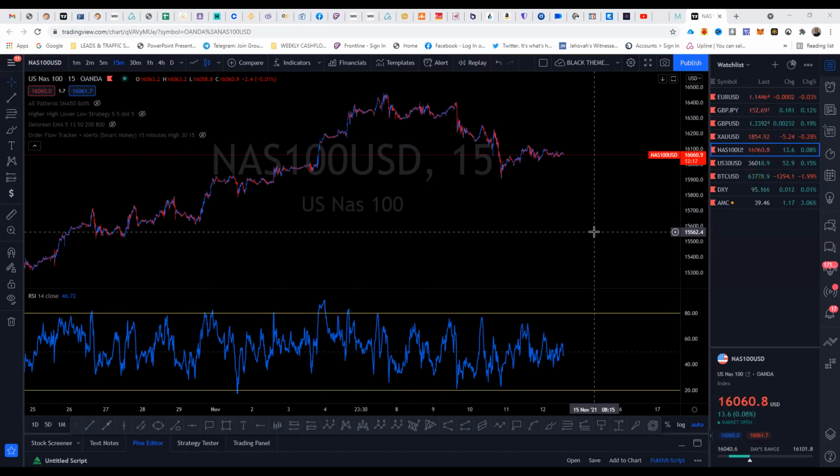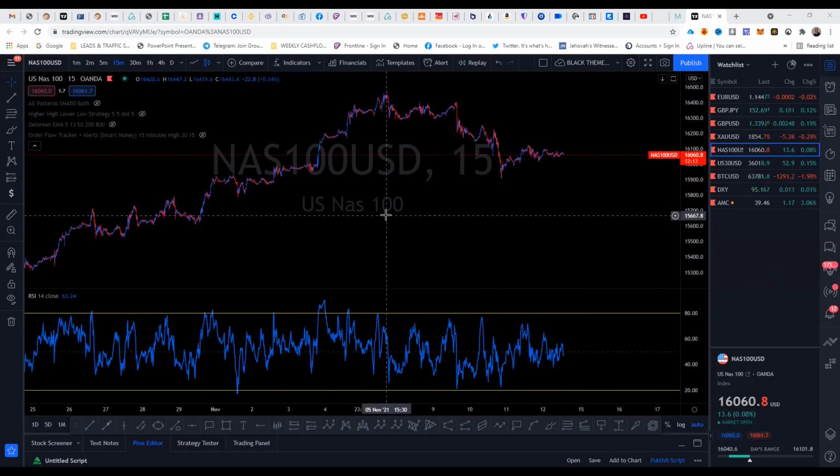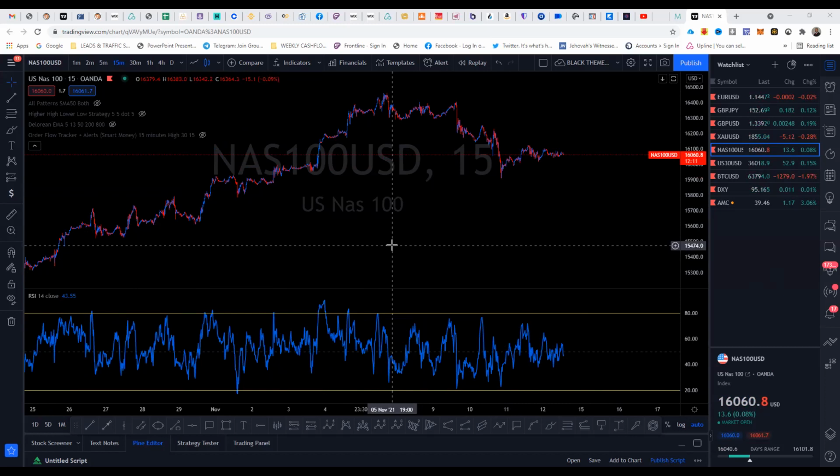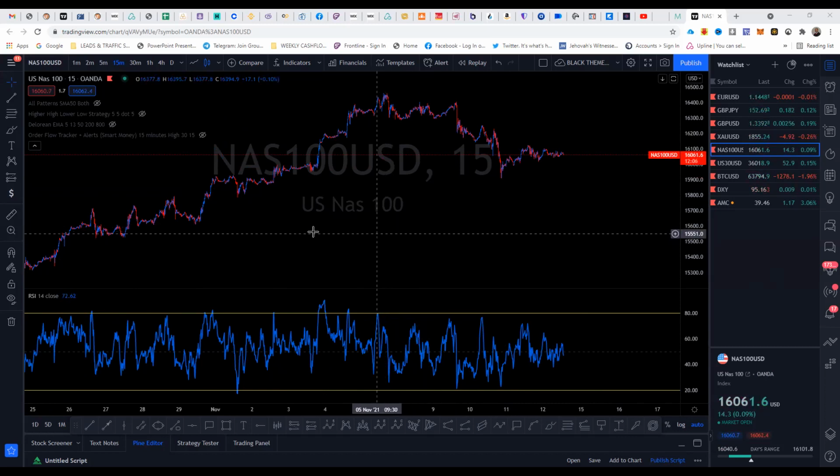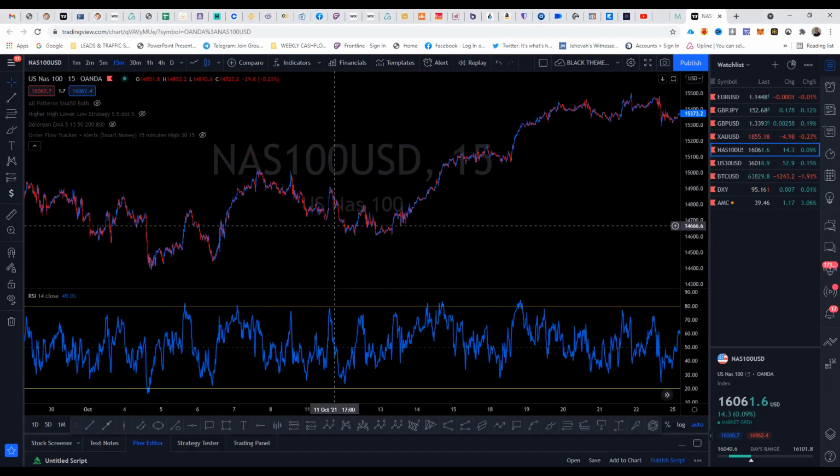So what we're going to do is mark up this pair basically using basic market structure, and then we're going to be using institutional imbalances and the Delorean EMA indicator to make our decision on when to buy and sell. So let's go ahead and get started here.